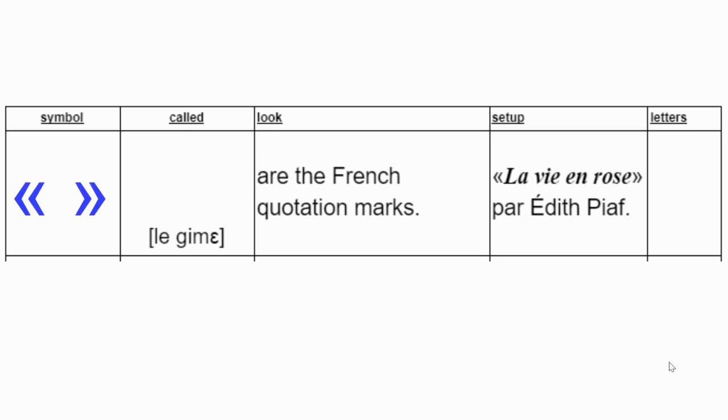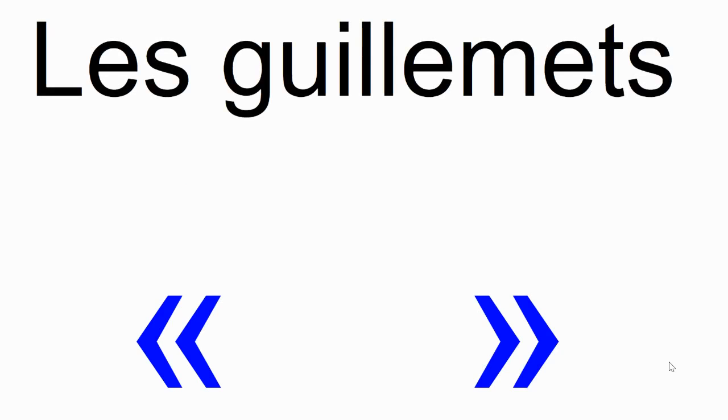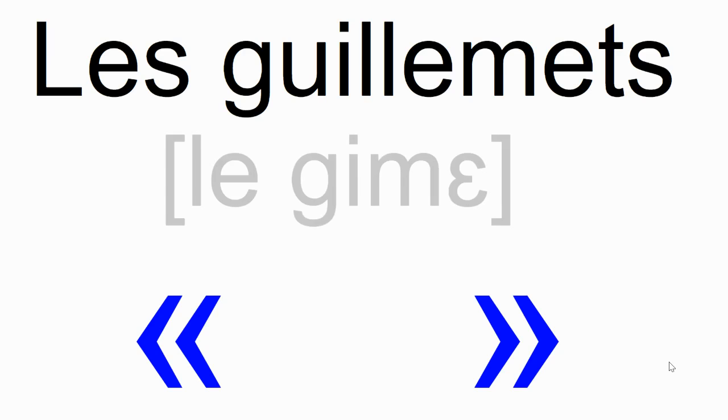All right, the first one is les guillemets. Les guillemets are the French quotation marks. So you'll put that with the title of a song or a book or a movie, or when you're quoting somebody's words. It's pronounced les guillemets.